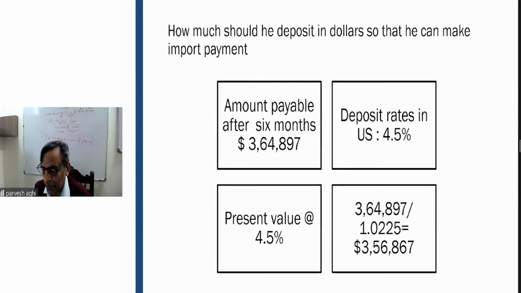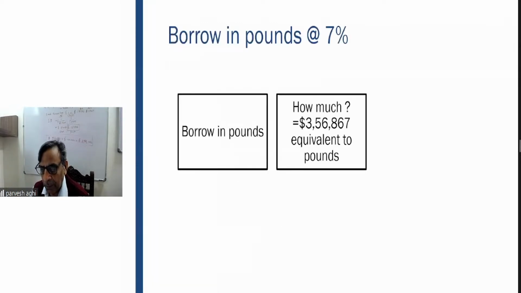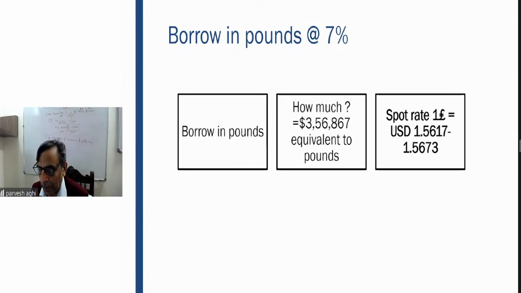3,56,867. At 4.5%, it will become 3,64,897. So that means this much money in terms of dollars he should have. From where is he going to get this money? He is going to borrow this money in pounds in England. Okay. So he's going to borrow money. How much? The equivalent in pounds of this money, so that he can send that money abroad and invest there, so that it grows to 3,64,000 and he can pay his foreign liability.